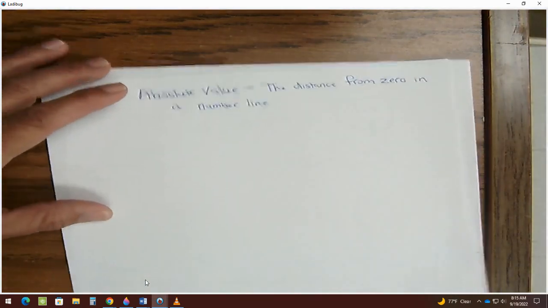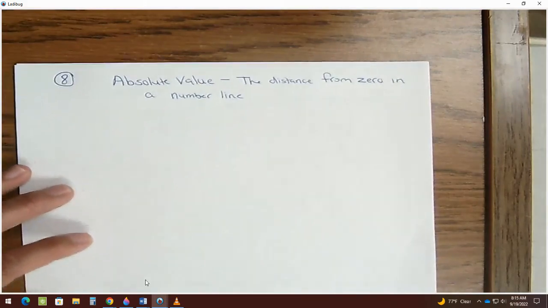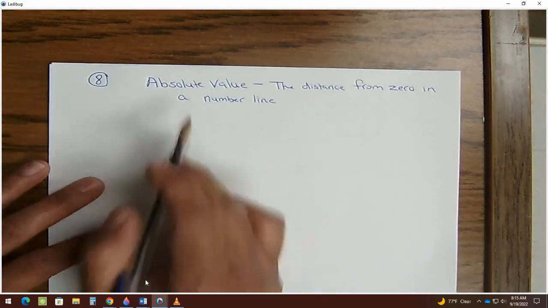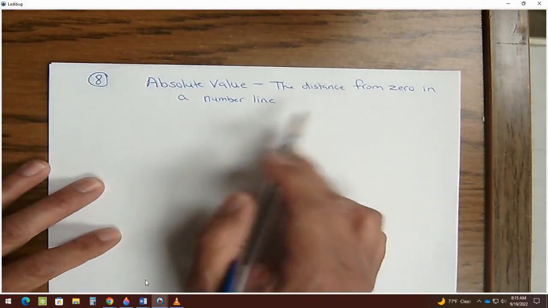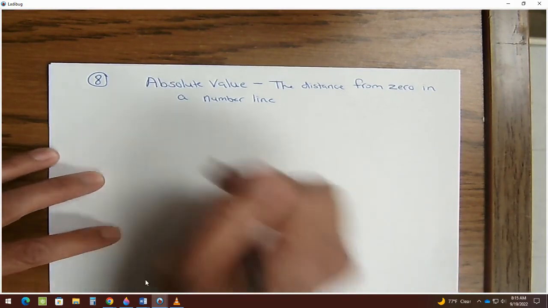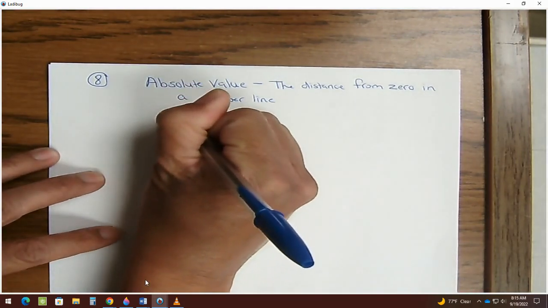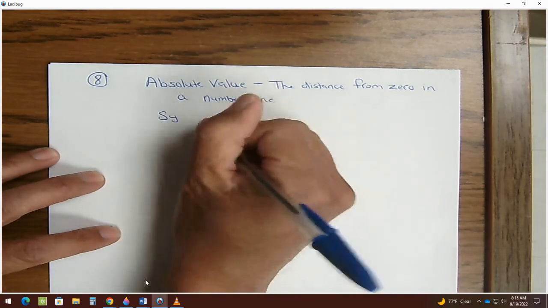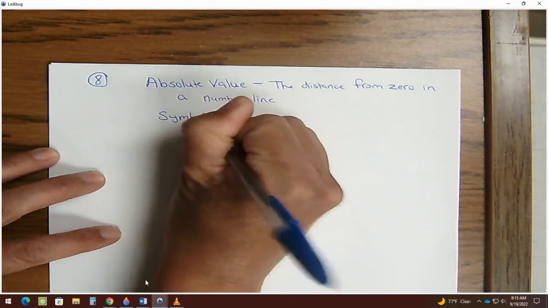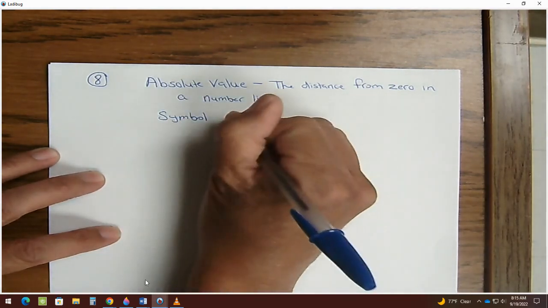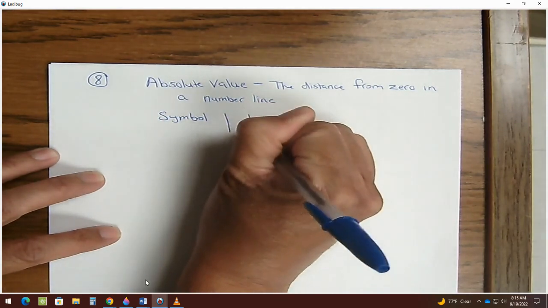Number 8, I'm giving you a little bit of notes because I've talked about it, but not really given you notes. So absolute value is the distance from 0 on a number line. This is the symbol for absolute value.